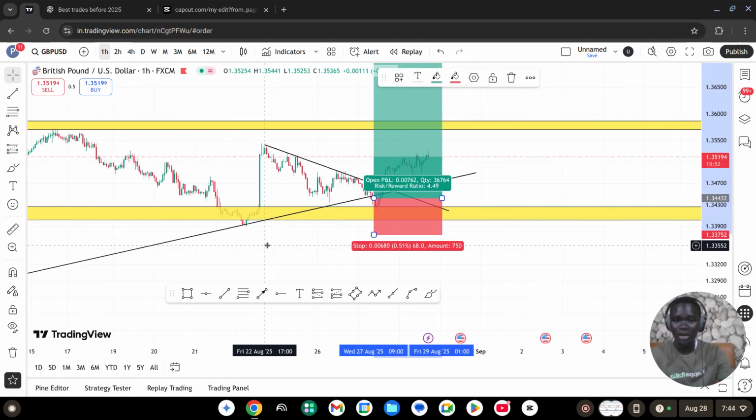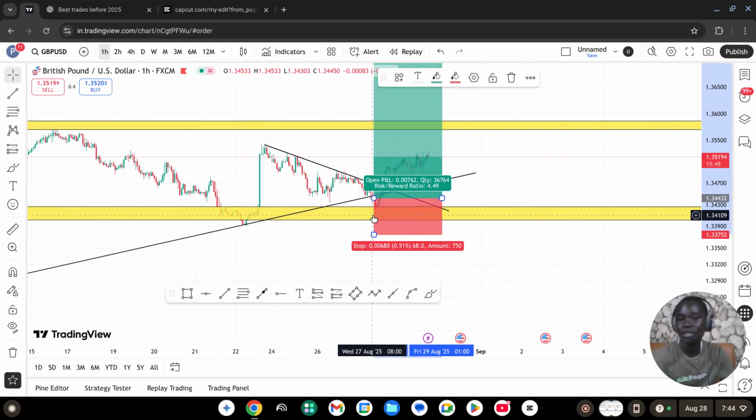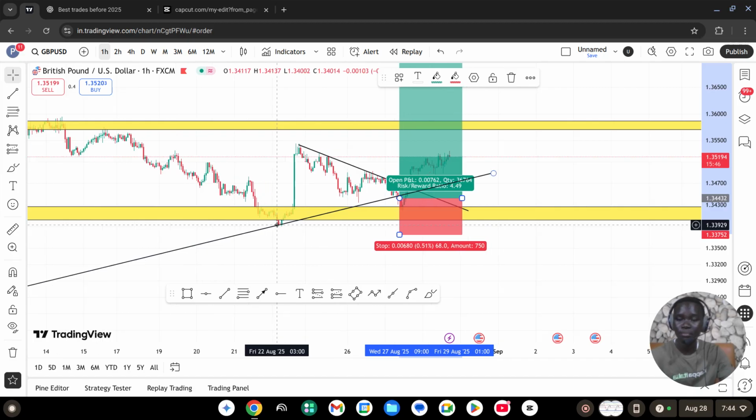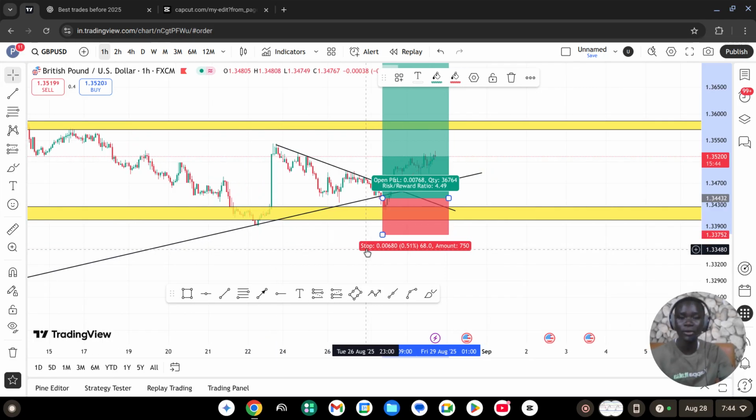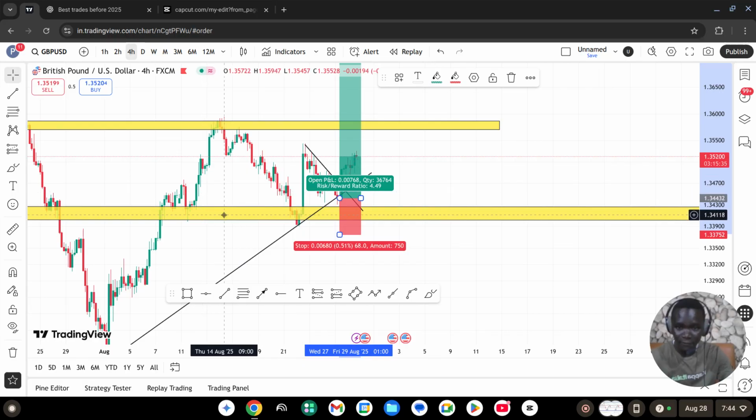Then my stop loss, I always put below this structure. I can't put it just below here, because the market can easily come and stop me. I look for the most previous low, then I put it below it. As you can see, this is my stop loss, below this low here. If I go into the 4 hour, you could see it much clearer. My stop was below this structure here.